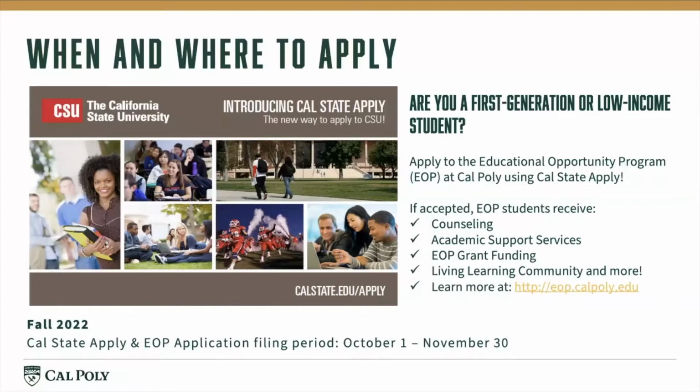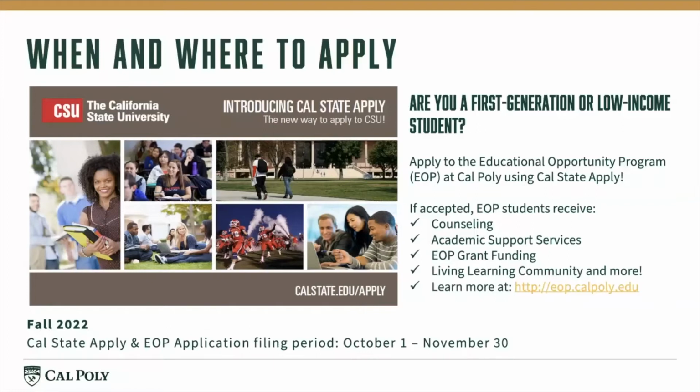So if you apply to Cal Poly or any CSU, EOP will automatically be built into the application. So you do not need to go to a separate website to apply. It's actually a part of your application process. All you have to do is say yes to the EOP question, which will open up an additional section of the application for you to answer questions specifically for the EOP program.